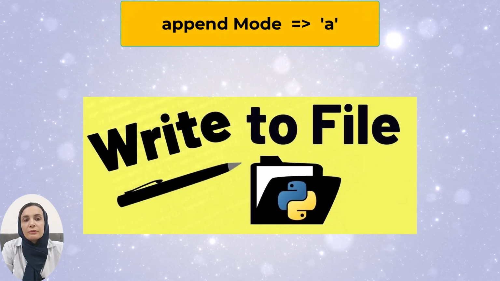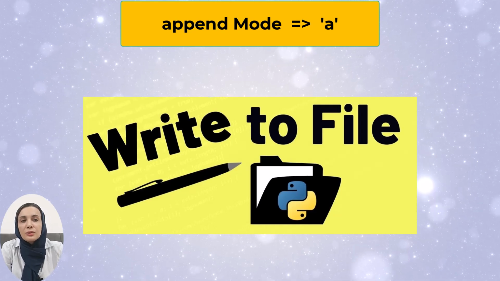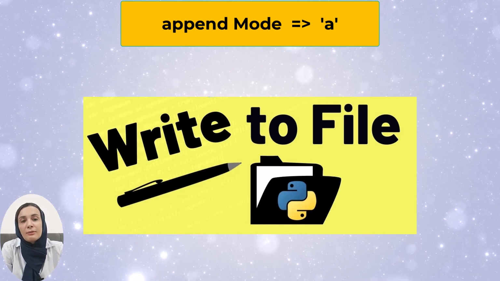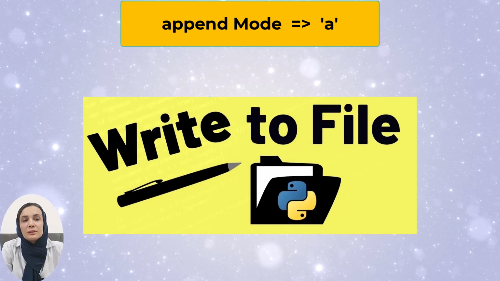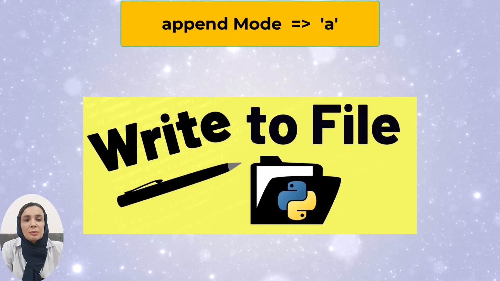Character A for append mode. Append mode lets us add new information to the end of the file without deleting any existing content. It's great when we want to keep all previous notes and data.